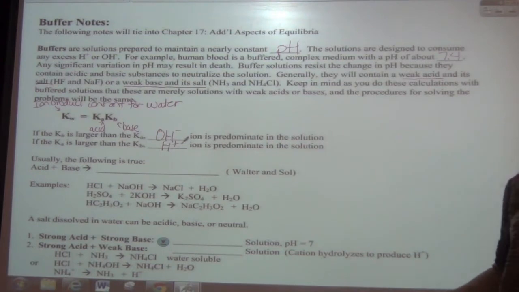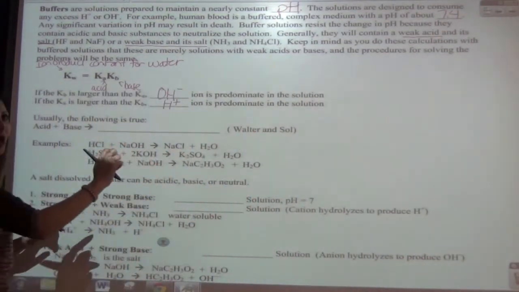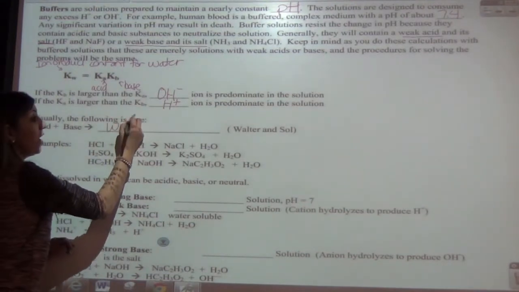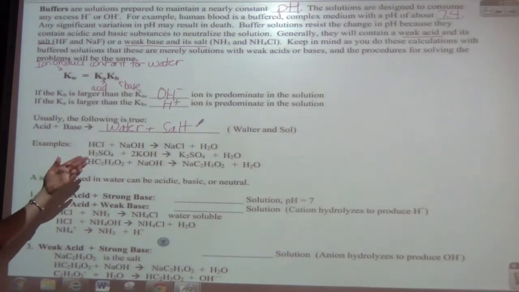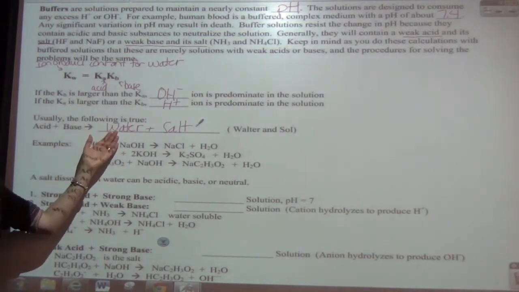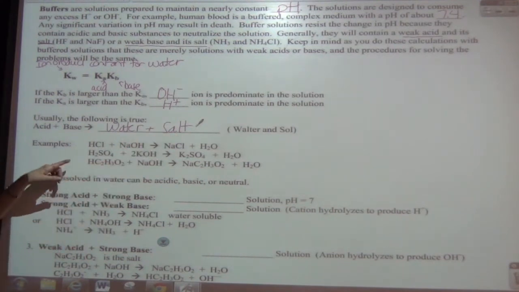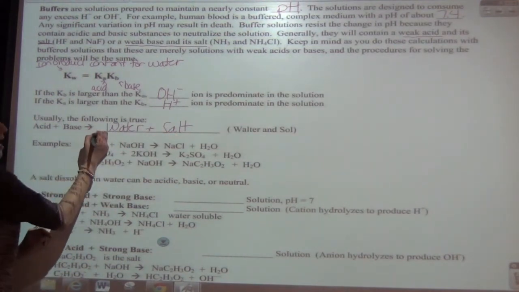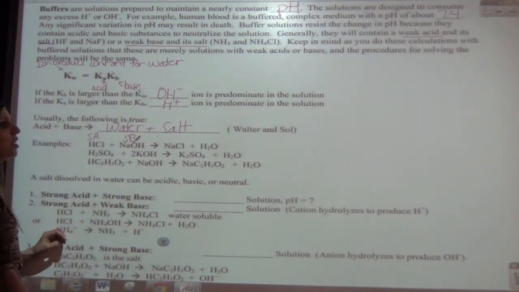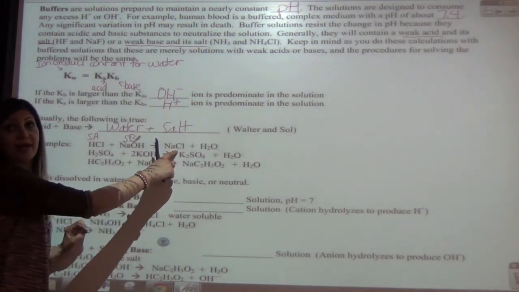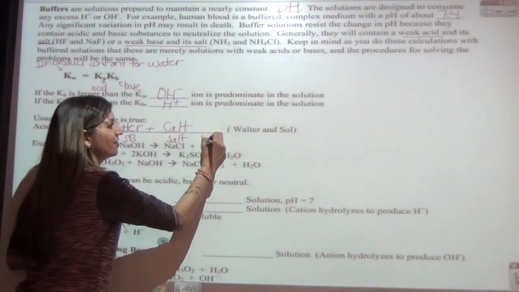Usually the following is true. If you have an acid plus a base, typically I say water and salt because what is it usually? Water and a salt. So what happens usually is you're going to have water that ends up coming off, and then whatever's left over is your salt. So here's an example. Here we've got a strong acid, HCl, and a strong base, NaOH. And what do we end up getting? Well, we get NaCl, which we would call the salt, and H2O, which we would call water.